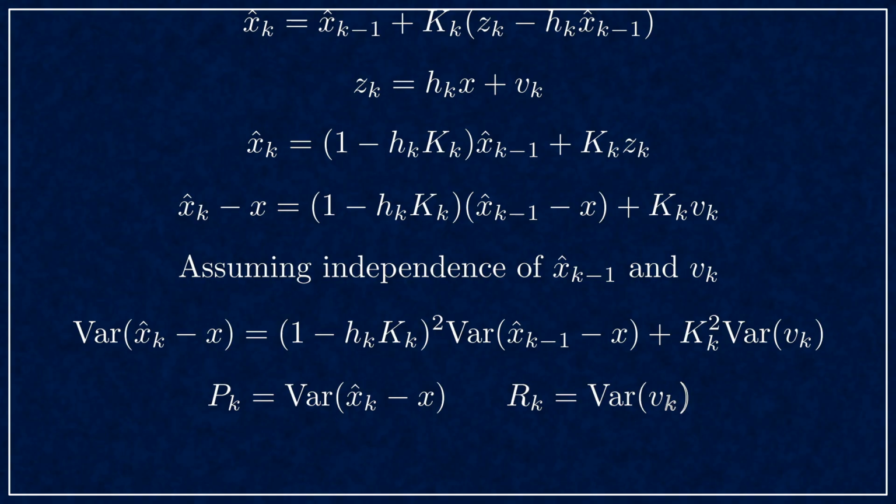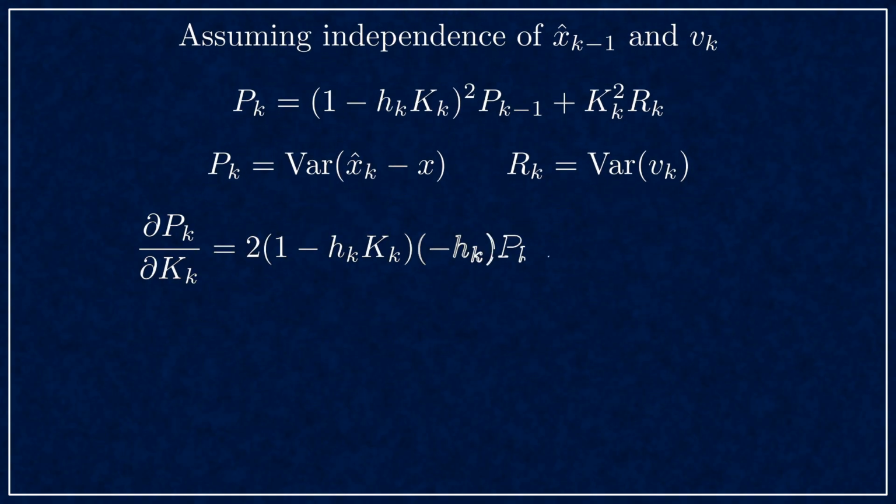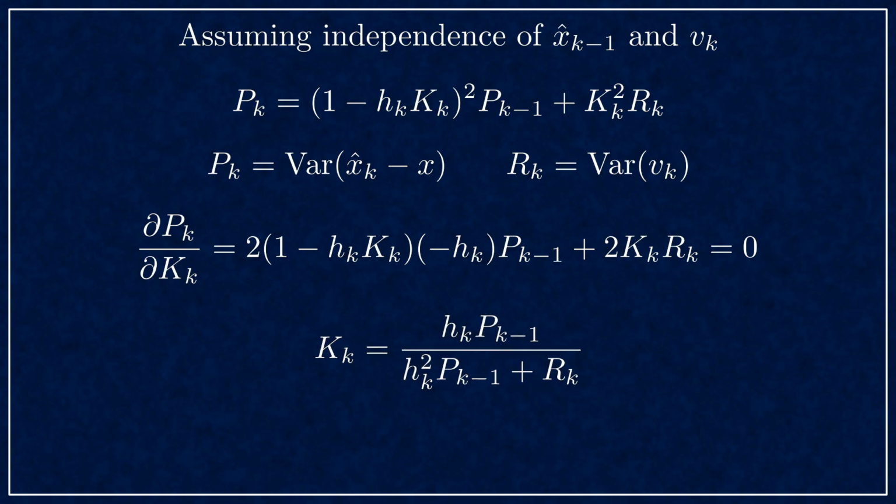Since the noise v is independent of x and x hat, there are no covariance terms, and the variance is just 1 minus hk squared times the previous variance plus k squared times r. Let us introduce here the symbol p as the variance of the estimation error. The variance of the measurement noise is r. Now all we need to do is differentiate by k and solve for 0.